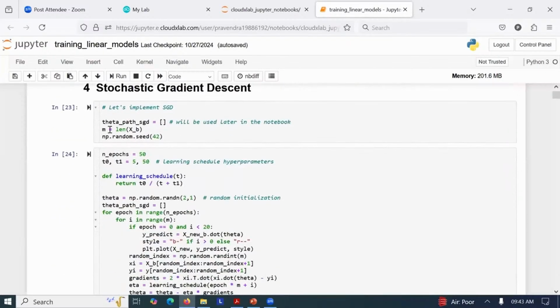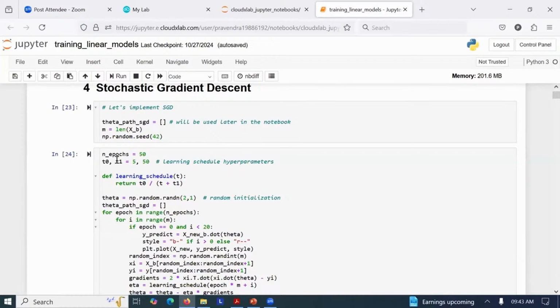So this is our learning scheduler. The learning scheduler takes t as an input and returns t0 divided by t plus t1 as an output, where t0 and t1 values are 5 and 50. The number of epochs we are choosing here is 50. Epoch means one complete round of updates.